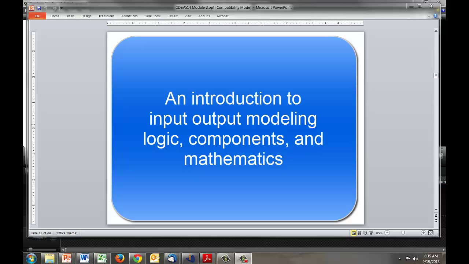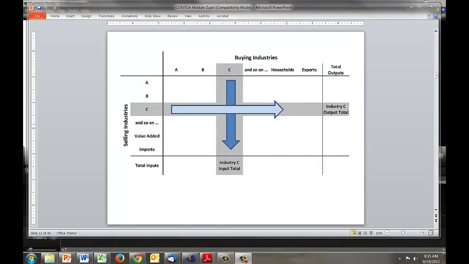We're going to review the mathematics and the process of creating an input-output model. Now, the review that we're going to do is going to be very simple. We're going to look at a basic 2 or 3 industry type of system. And then later on, we'll look at a little bit more complicated configuration.